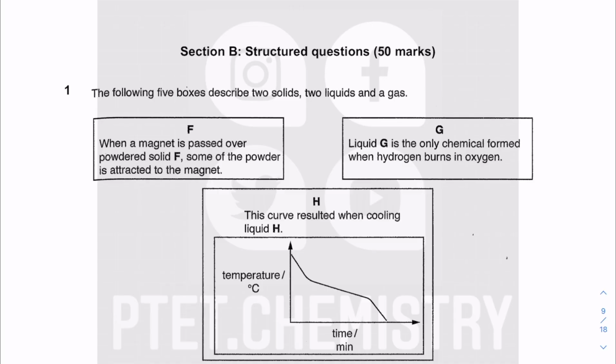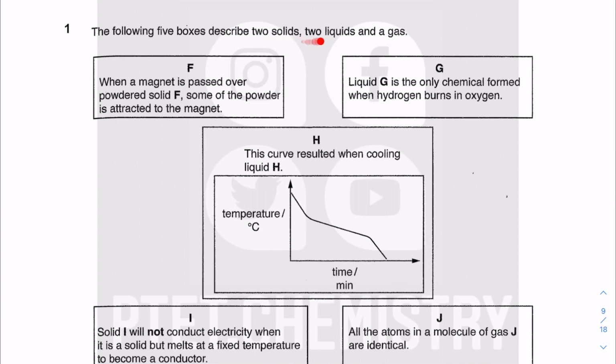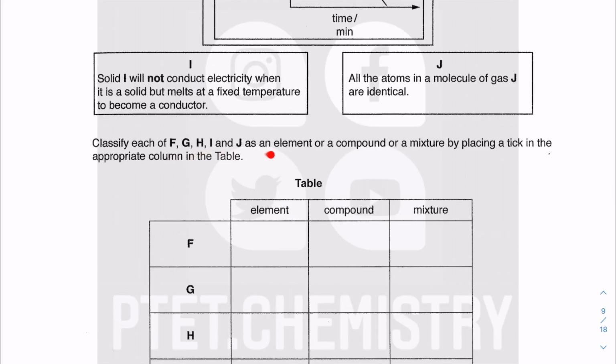So now moving on to section B, which is the structured questions. We are given these 5 boxes that describe 2 solids, 2 liquids, and a gas. Classify each of these as an element or a compound or a mixture by placing a tick. They are not asking for a cross. They say a tick, meaning just one tick in the correct column. So they can either be element or compound or mixture. They are not saying and, they're saying or. So you just need to have one tick for each of F, G, H, I, and J.